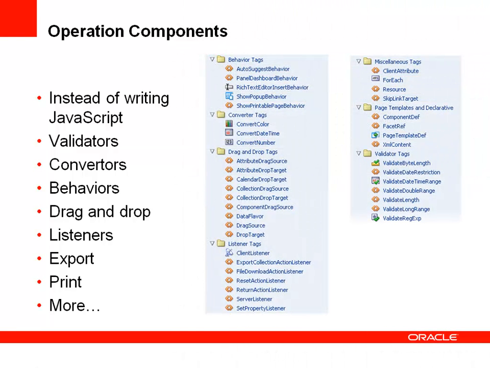The next set of components that we're going to talk about is the operation components. Those components add functionality and behaviors to existing components. They include things like drag and drop capabilities, client listener capabilities, various validators and converters as well. In most cases, those components save you the need to write specific JavaScript on the client in order to implement advanced behaviors for your component. Let's see how we can use some of those operation components in our page.